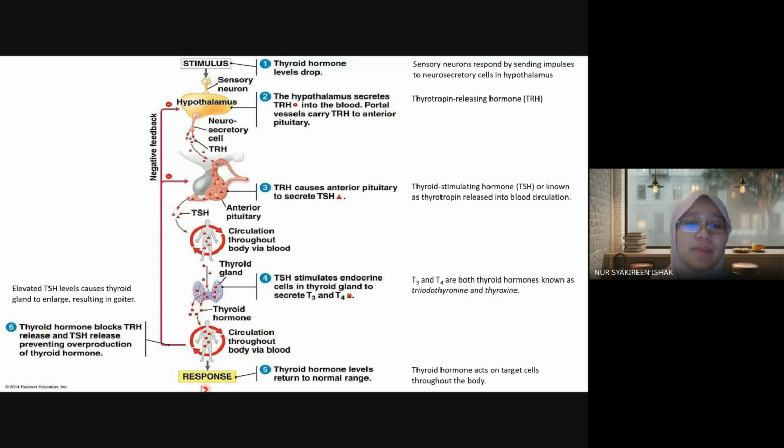So your thyroid hormone is back to the normal set point, and then it triggers negative feedback. Tak perlulah nak increase kan balik semula, sebab dah balik semula ke normal set point. Thyroid hormone blocks TRH release and TSH release, preventing overproduction of the thyroid hormone. So it causes negative feedback to the hypothalamus, stopping for a while the secretion of TRH and also TSH by the anterior pituitary.